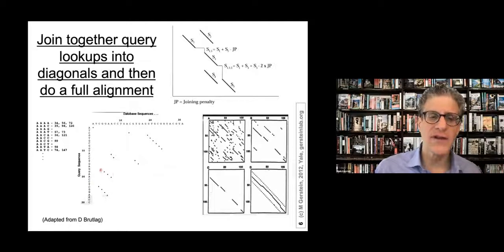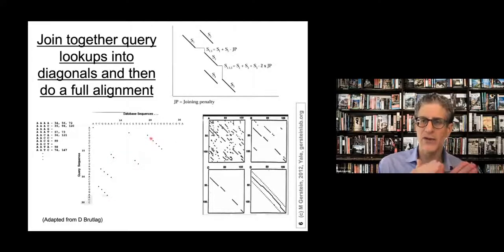And so you can fill in exact matches on the diagonal really quickly. Okay, so you get all those little diagonal bands really quickly. And then the sequence alignment becomes a little different. You don't have to find those diagonals. Now all you have to do is stitch them together or something like that.